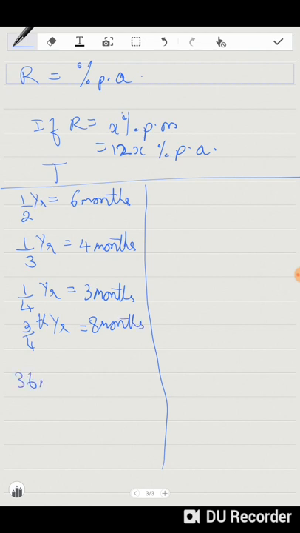Same way, 36 months is 3 years. 18 months is 1.5 years, that is 1 and 1/2 years. Understanding? 32 months.